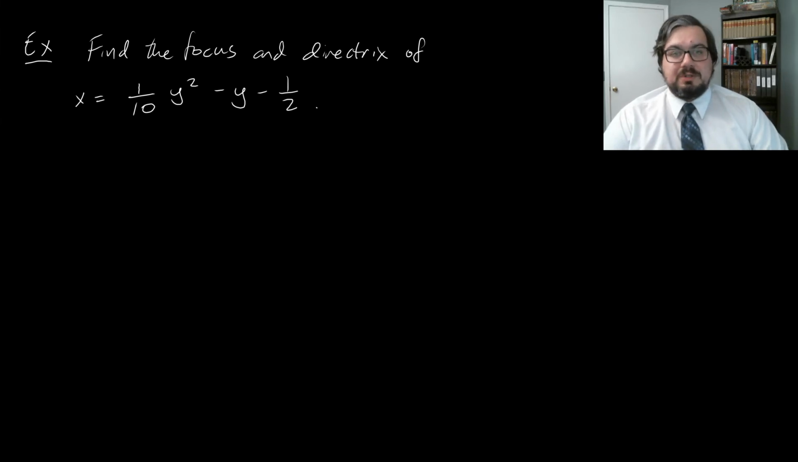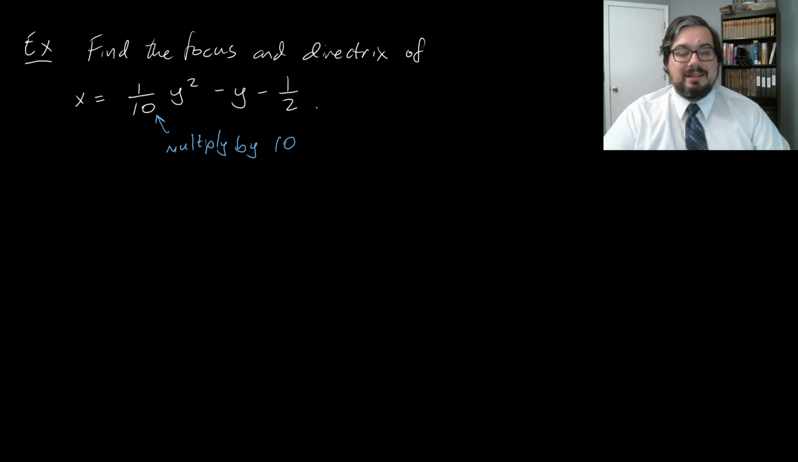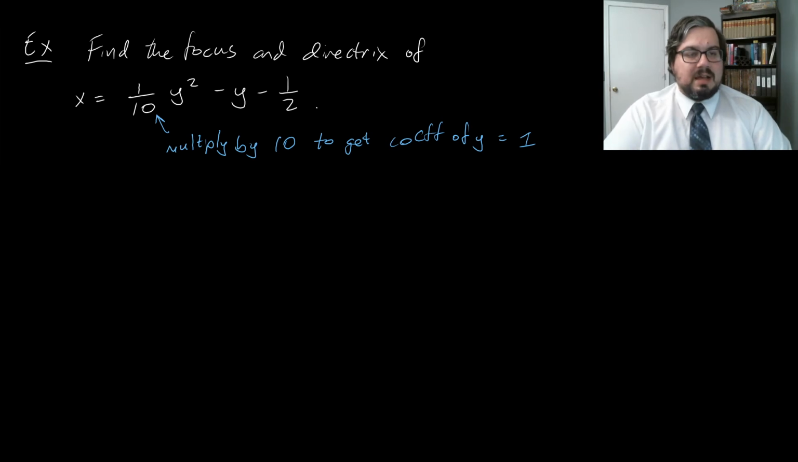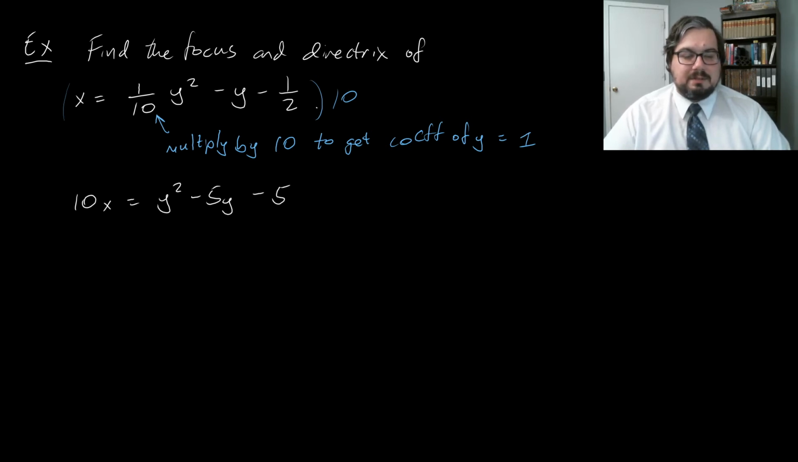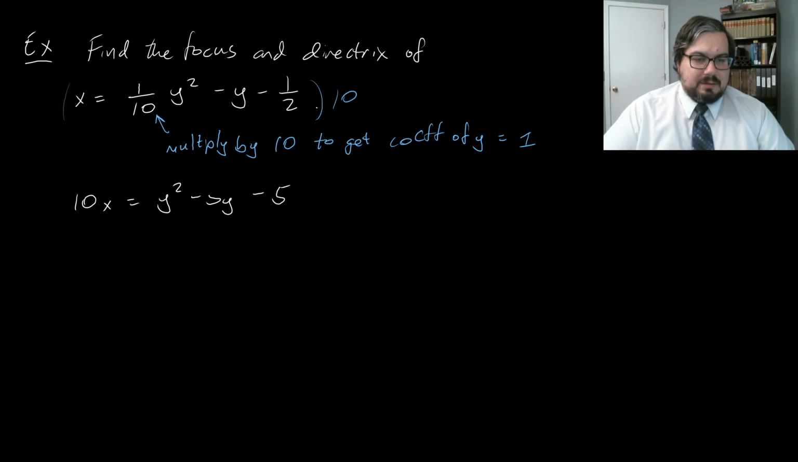Now, the first thing that you want to do is multiply or divide both sides of the equation by something in order to get the coefficient of y squared to be 1. So we want to, in this case, multiply by 10 to get the coefficient of y squared equal to 1. So we'll multiply both sides of this equation by 10 and get 10x equals y squared minus 5y minus 5. Now, what our goal, I'm sorry, minus 10y. That was silly of me.